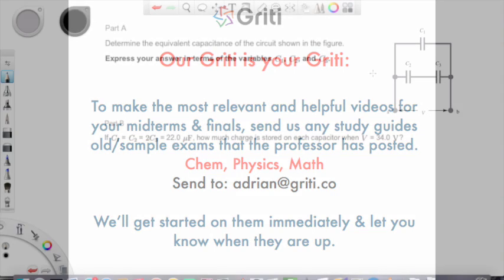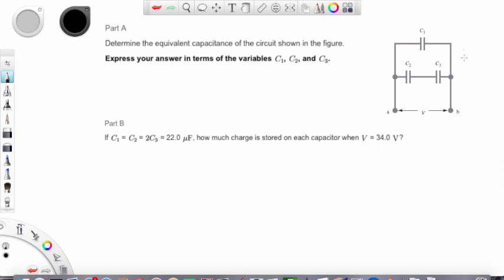Here we have a circuit with a bunch of capacitors, and we are asked to evaluate the total capacitance of the circuit, which means finding the equivalent capacitor that has the same capacitance as all three combined in this orientation.